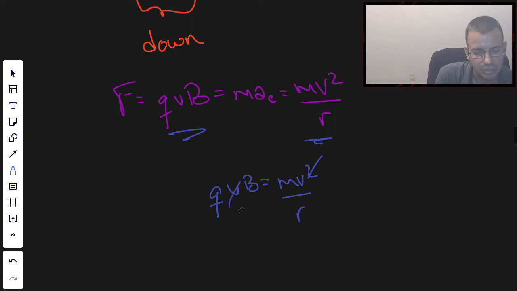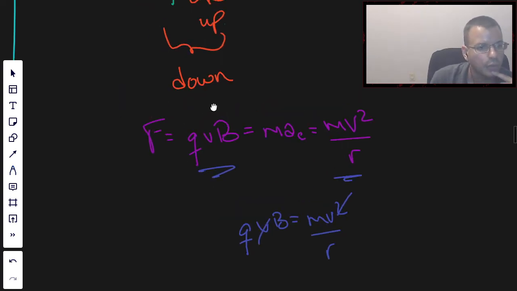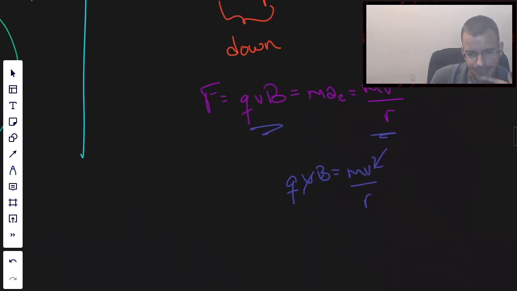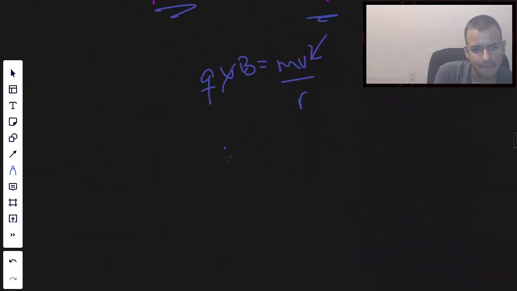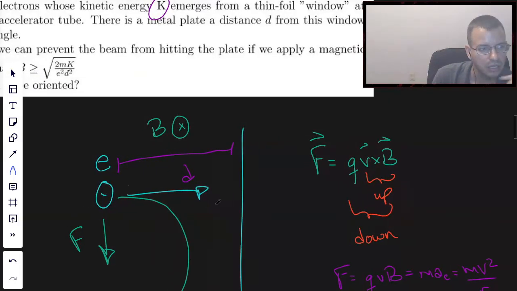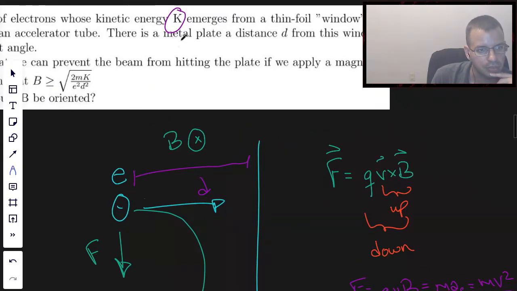So we're going to say that QVB equals mv squared over r. The v's cancel. What do we want? We want the magnetic field. We're going to try and find the minimum magnetic field needed just to get this to miss. So it'll be mv over qr. But we don't want things in terms of v. We want things in terms of the kinetic energy.